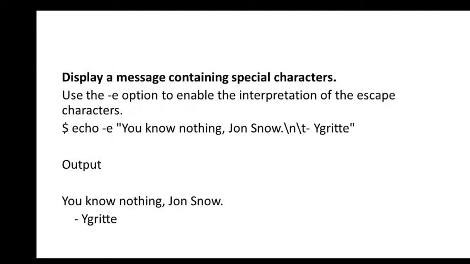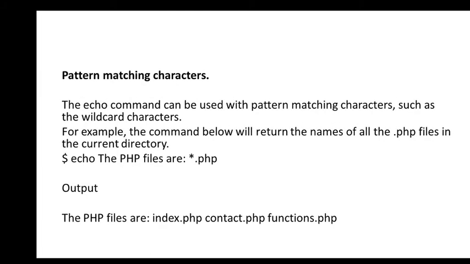Display a message containing special characters. Use the -e option to enable the interpretation of escape characters. Echo -e, "you know nothing, Jon Snow", with \n and \t. The output is: you know nothing Jon Snow, and because we are using this -e option to enable the interpretation of the escape character, it is going to display in the next line.